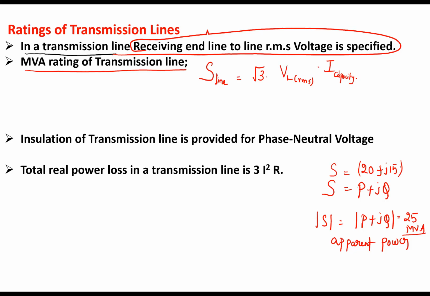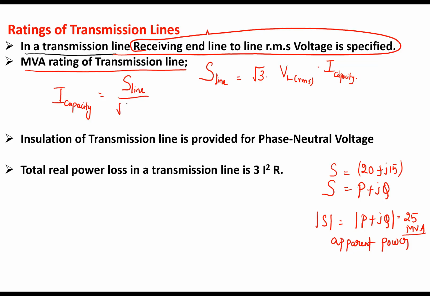So this is one more side concept which I explained. That is the subtle difference between the complex power and the apparent power. So the MVA rating of the transmission line is given by how much apparent power it can carry without getting overheated or damaged. S of the line is given by √3 times the line to line RMS voltage of the transmission line and the current carrying capacity of the line.